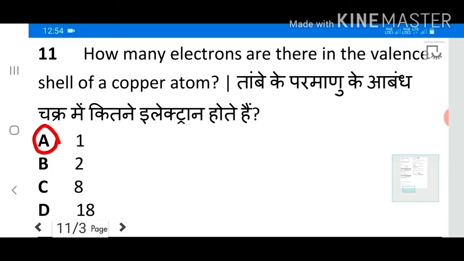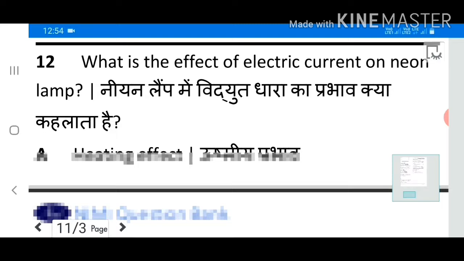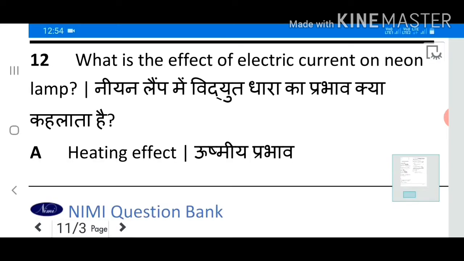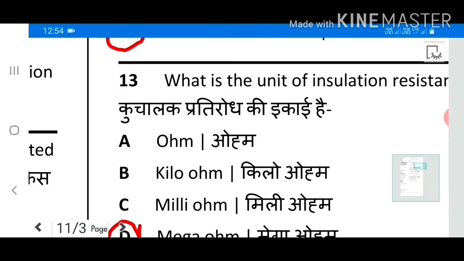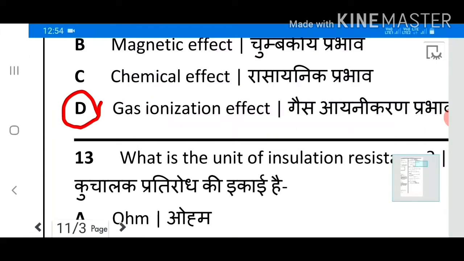11. How many electrons are there in the valence shell of a copper atom? Answer A. 1. 12. What is the effect of electric current on neon lamp? Answer D. Gas ionization effect.